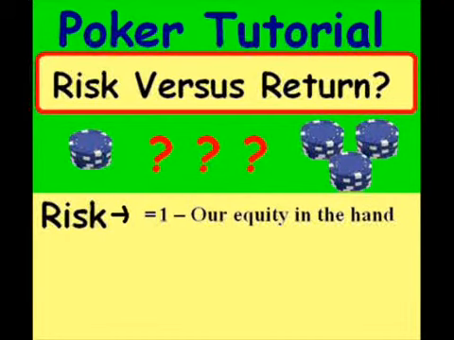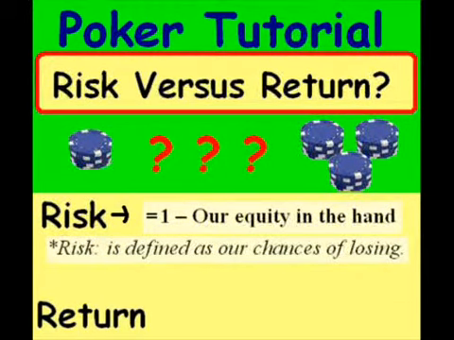Risk equals 1 minus our equity in the hand. It's defined as our chances of losing, and we prefer not to lose or to manage our volatility in a good way. If you want to get technical with this formula, you can argue that tie equity doesn't count as part of the risk, and you are correct, but for a simplistic version, we're going to use the 1 minus our equity in the hand formula.